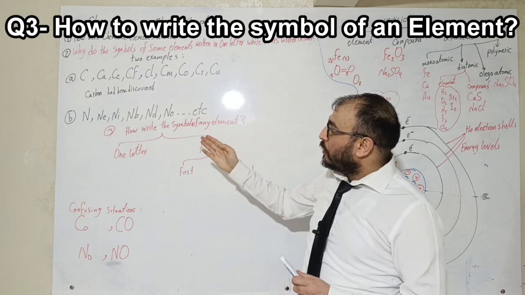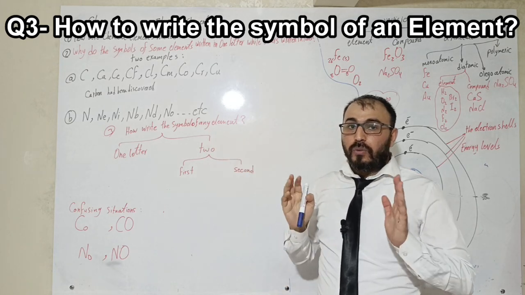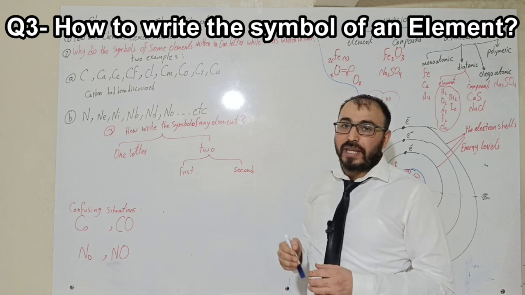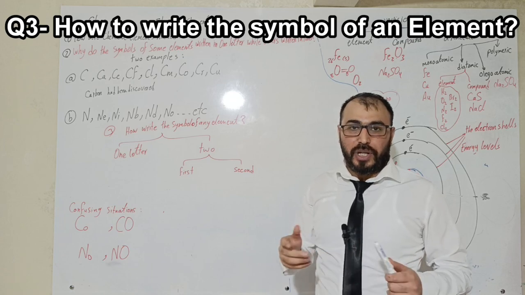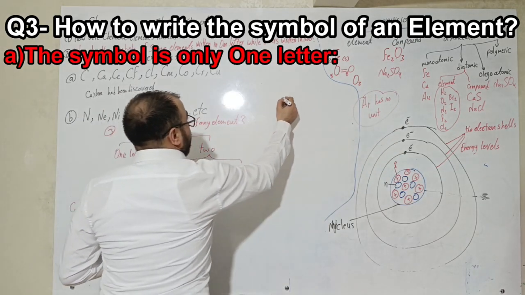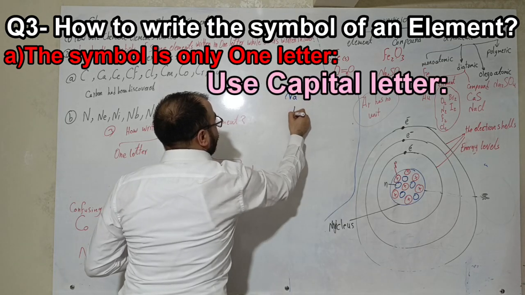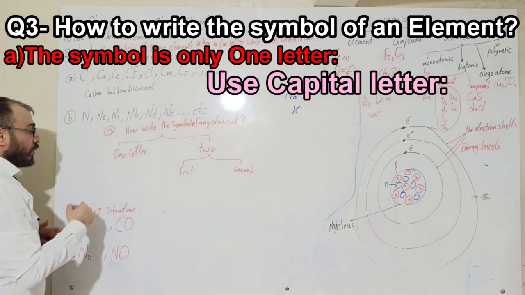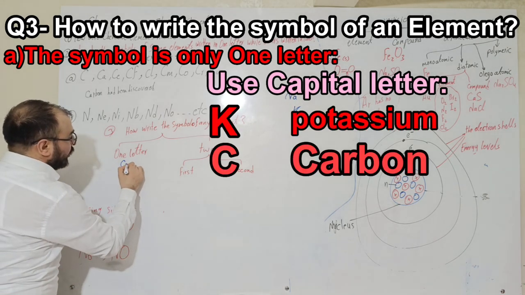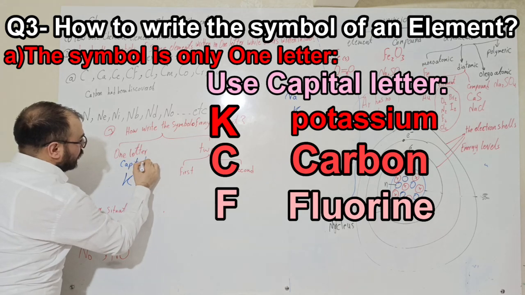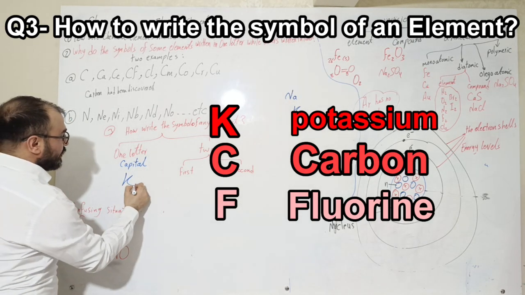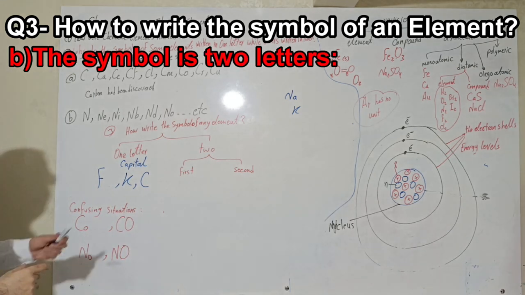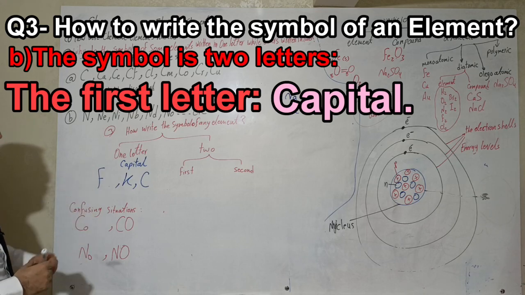For question number 3, how to write the symbol of any element? Well, remember that not all of the elements are symbolized with the same name they are known with today. For example, we have sodium, as I said. Sodium is Na. Potassium is K. Well, when the symbol of the element is made up of one letter, of course, we use a capital letter. We have potassium, carbon, fluorine. Those are represented with one letter, so the letter should be capital.